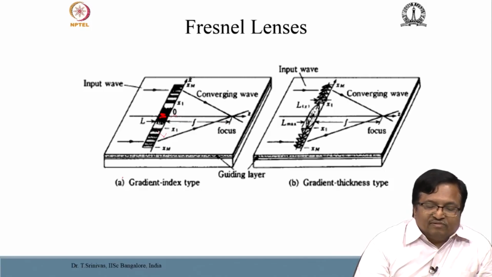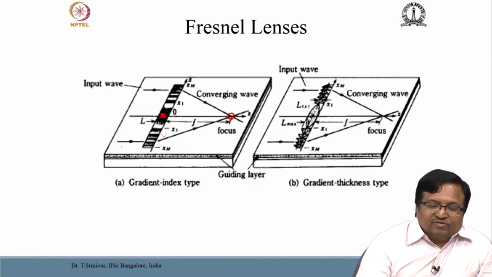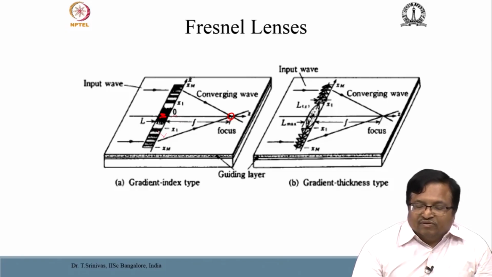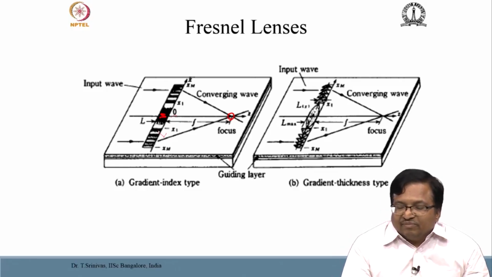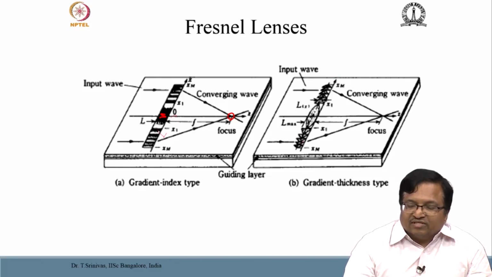The input wave is shown as a broad wave spread across the width of the lens and focusing at one particular point. We can contrast this with conventional bulk lenses where you have a 3-dimensional spread of the wave. Here the wave is spread across only the width of the lens and is being converged at a given point. We can also think of a gradient thickness type of lens where the thickness is varying across the width and the refractive index is the same, and it can also converge the light to a particular point.